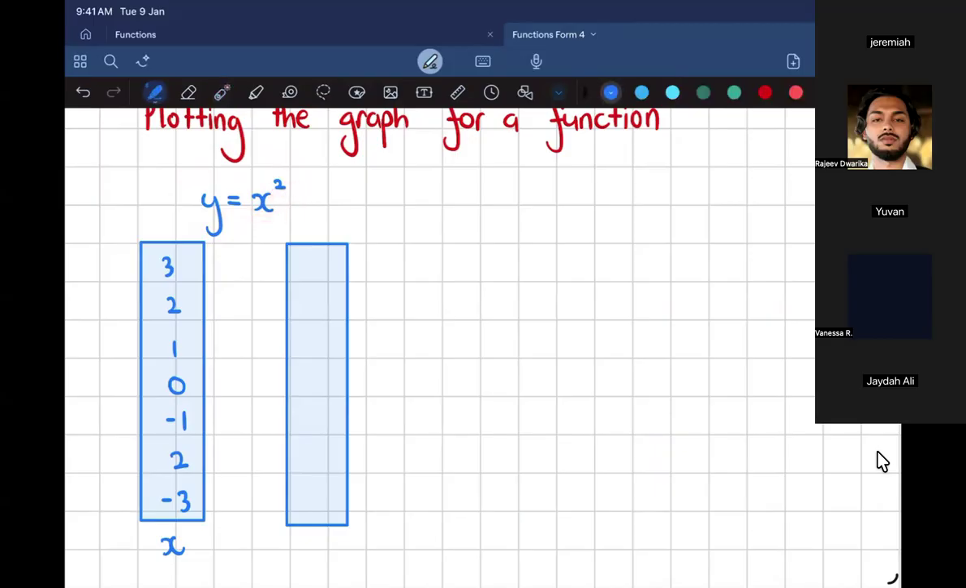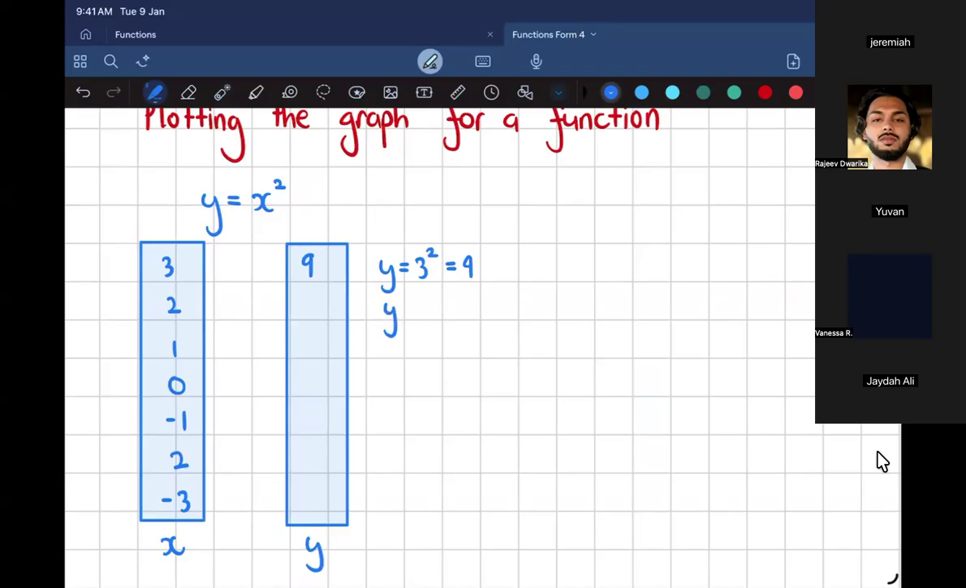So let's do the first one together. If x is 3, then y is equal to 3 squared. Yeah or no? What is 3 squared? 9. So the first one is going to be 9. Yeah? Second one.